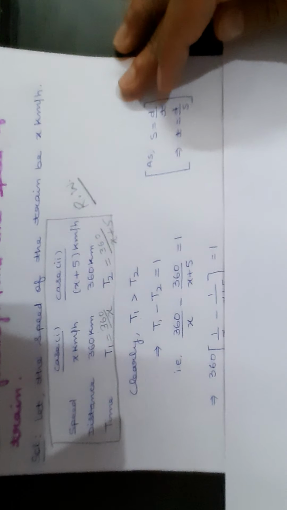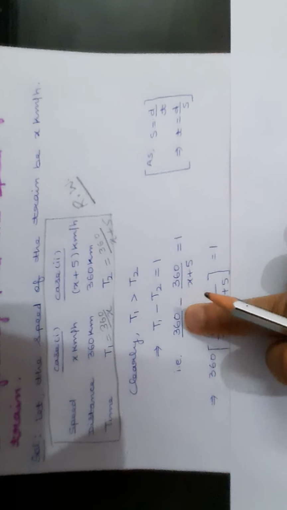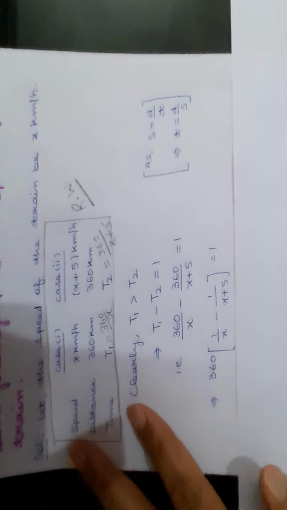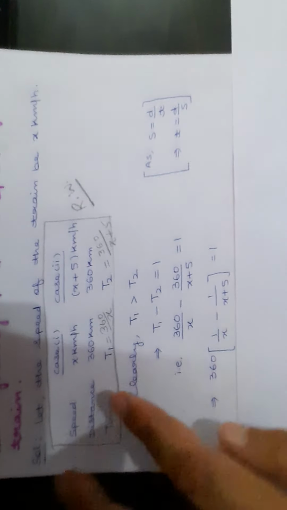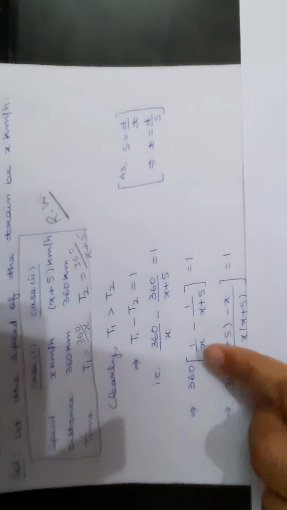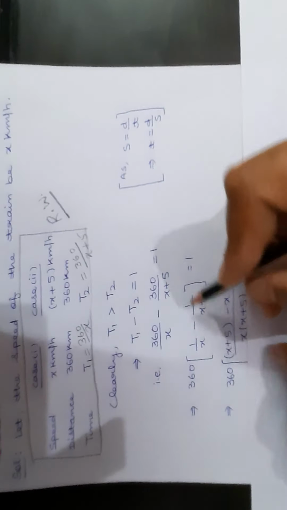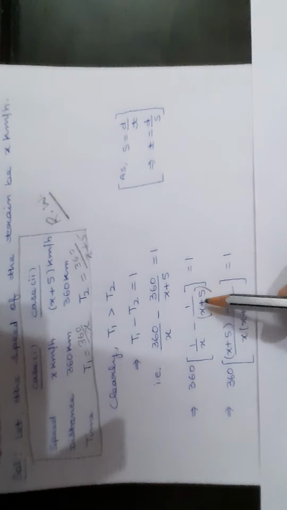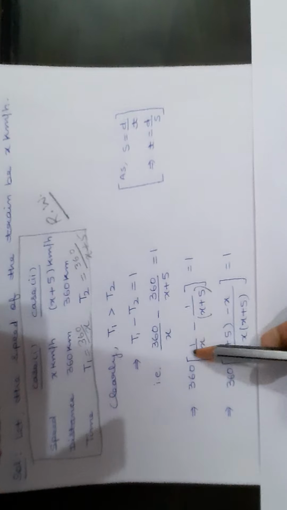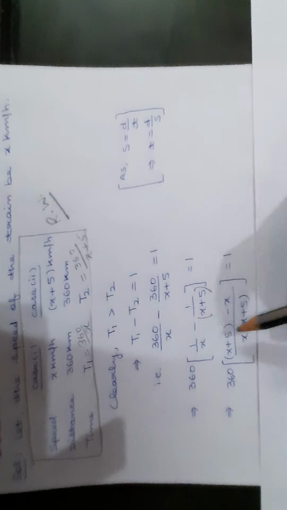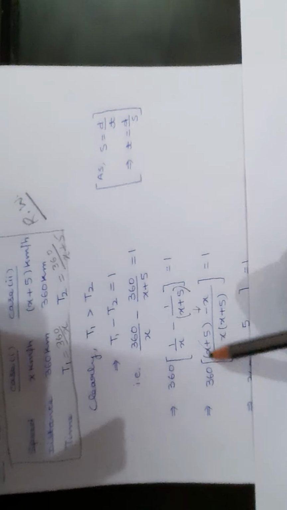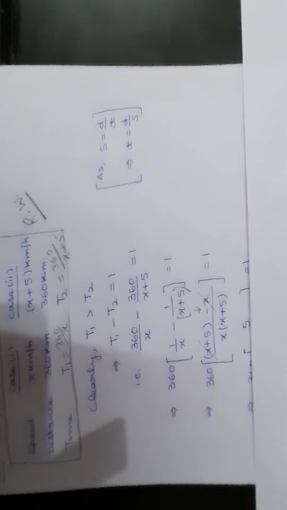I can always take 360 common, and I would advise please do take the numerator common out. It will always simplify your calculations. So you are left with 1 upon x minus 1 upon x plus 5. In the bracket take the LCM of x and x plus 5. What is the LCM? x into x plus 5, beta. It will be x plus 5, and here you will have x, taking care of the negative sign. Now when you open the bracket, x and x will get cancelled.